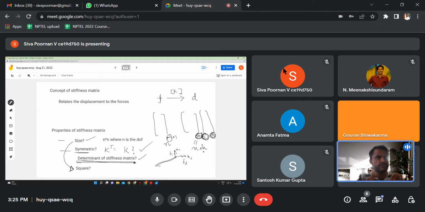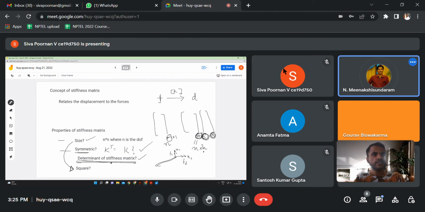Is that fine? Yeah. So when we have a sufficiently stable system, what happens to the determinant? What's the value of the determinant? It will be a finite positive value. Yes.